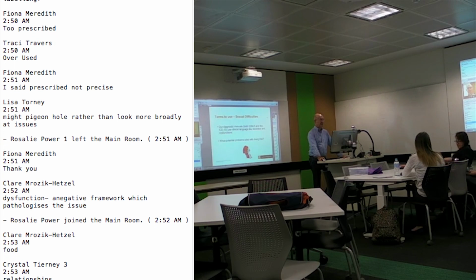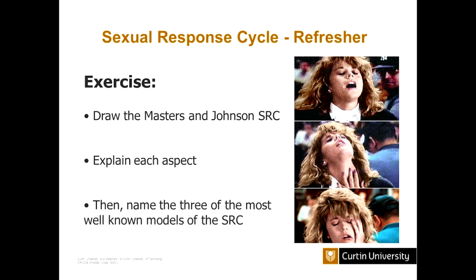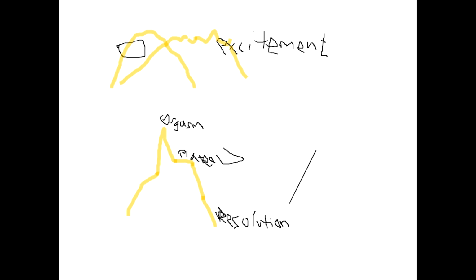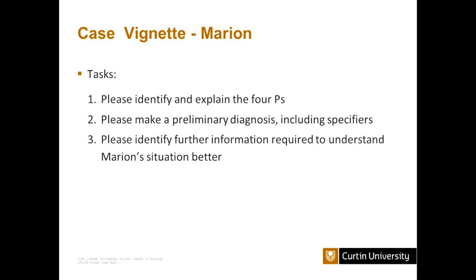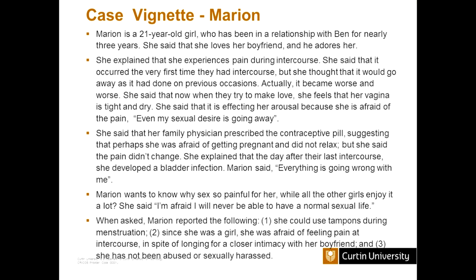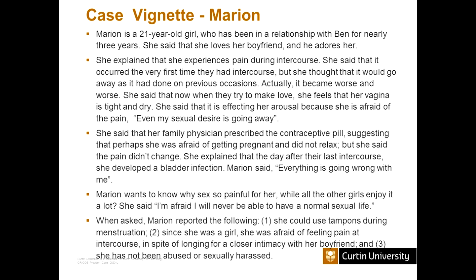Dana says labelling. I would like you to draw the Masters and Johnson sexual response cycle. Oh, it's you, Crystal. Okay. Someone actually got a straight line. That's impressive. What I'm wanting you to do is to think about the 4 Ps, try and identify and explain what they are. Make a preliminary diagnosis including specifiers. And identify any further information required to understand Marion's situation better. Predisposing, since she was a girl, she was afraid of feeling pain at intercourse. Yep, so both in the room and back home we've identified predisposing as she, it appears that she had experienced before.